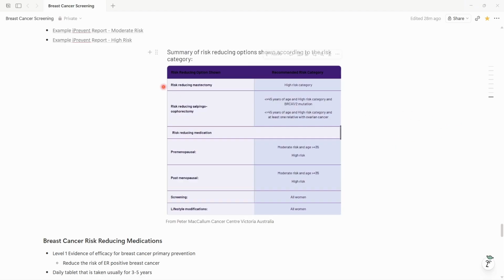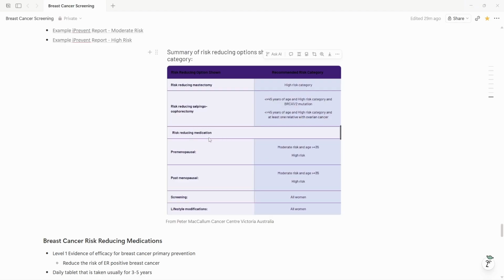So for patients to be eligible for risk-reducing mastectomy, they need to be in the high-risk category. For them to be eligible for a risk-reducing salpingo-oophorectomy, they must be 45 years of age or below, they have to be high risk, and they have to have a BRCA1 or 2 mutation. Or they are 45 years of age and below, they are in the high risk category, and they have at least one relative with ovarian cancer.